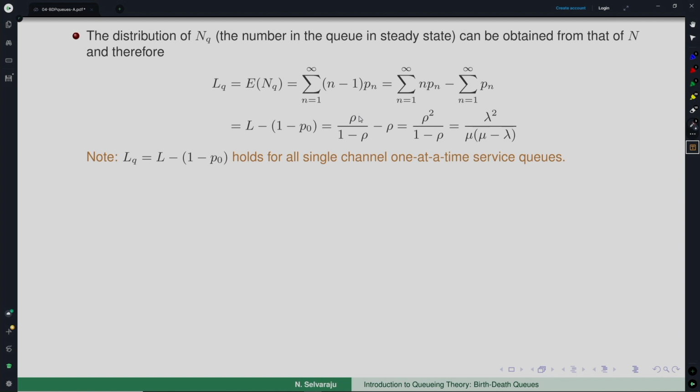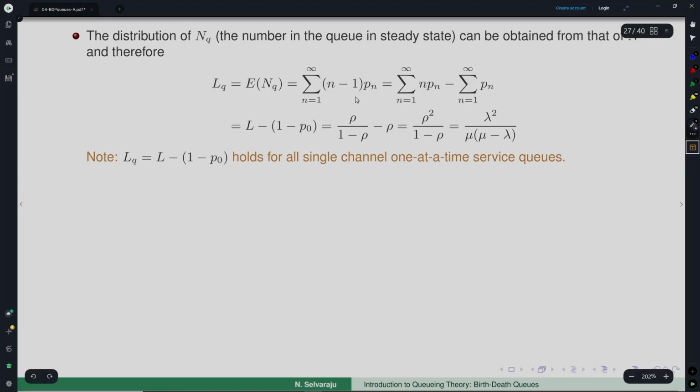One other performance measure is this Lq, which is nothing but the expected value of Nq. What is that? This is the number in the queue in steady state, which means we are excluding the one who is in service. If I want its distribution, it is 1 less in a way. If there are 3 in the system, that means there are exactly 2 in the queue. If there are 10 in the system, there are 9 in the queue. These probabilities are the same, so its expected value will be the sum of n minus 1 times Pn.